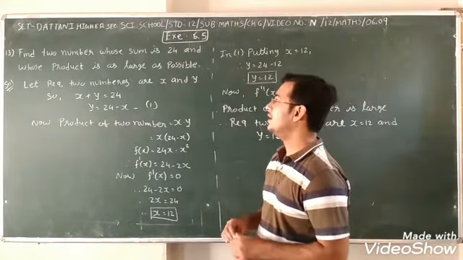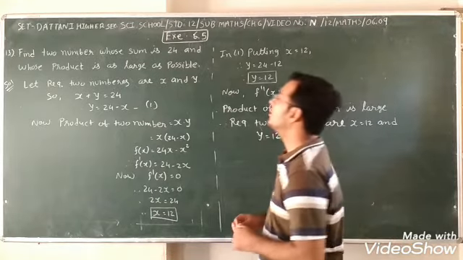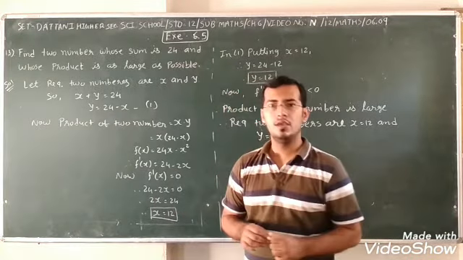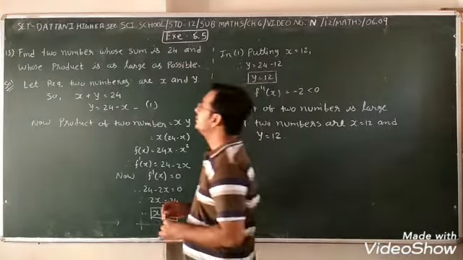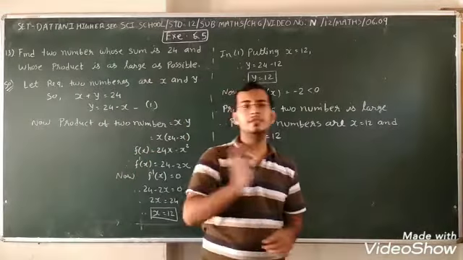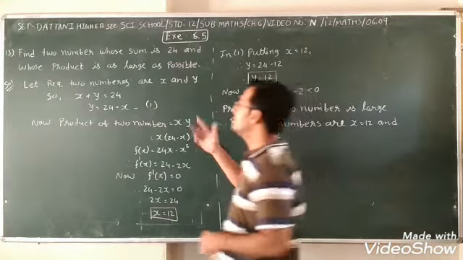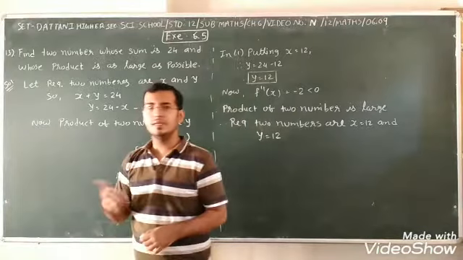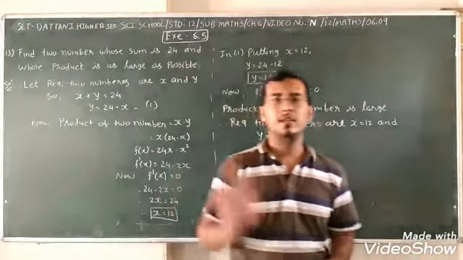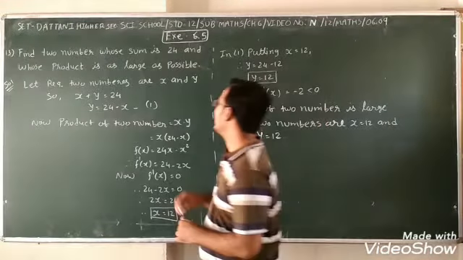So let's start sum number 13. Find two numbers whose sum is 24 and whose product is as large as possible. So here we have to find two numbers whose sum is 24 and whose product is maximum. We have to prove f double dash of x is less than 0 and find the value of two numbers whose sum is 24.